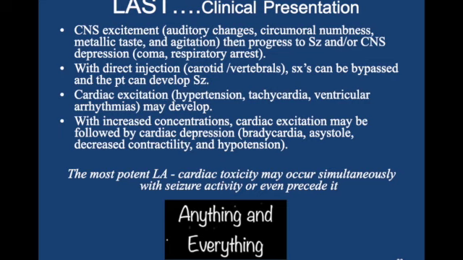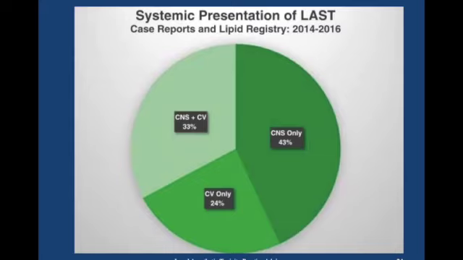Cardiac excitation, you may see hypertension, tachycardia, ventricular arrhythmias may develop, but more commonly you'll see bradycardia, asystole, and PR interval increases, things along that nature. So you do your block, you look up, the heart rate's 140. Is that LAST? You do the block, you look up, the heart rate's 40. Is that LAST? You look up, you see a lot of PVCs. Is that LAST? Potentially, all these are LAST. So you grab your Intralipid and give it.